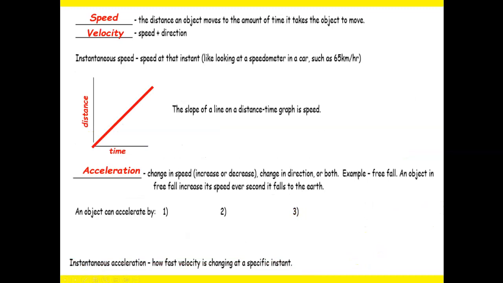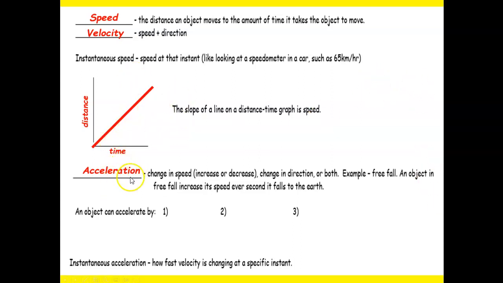Speed, remember, is the distance an object moves over the amount of time. So it's essentially how fast that object is moving, where velocity is the speed and direction. So how fast and the direction that object is moving. Instantaneous speed, we need to know how to read a graph and what the slope of a distance time graph looks like. When it looks like that, we know that it is constant speed.